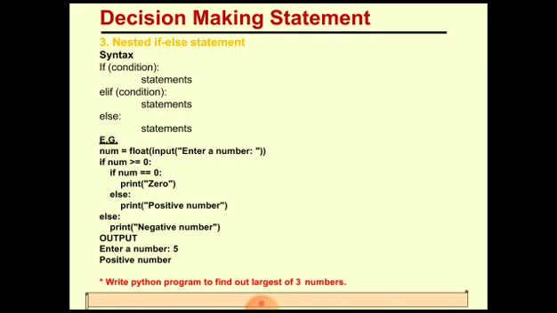Okay, I hope it is clear to all of you. See, else is always associated with exactly the previous if. The associativity is direct. You can't associate it indirectly to any other previous if. Like for example here, this if num is equal to 0 is directly associated with the else which is provided after that.